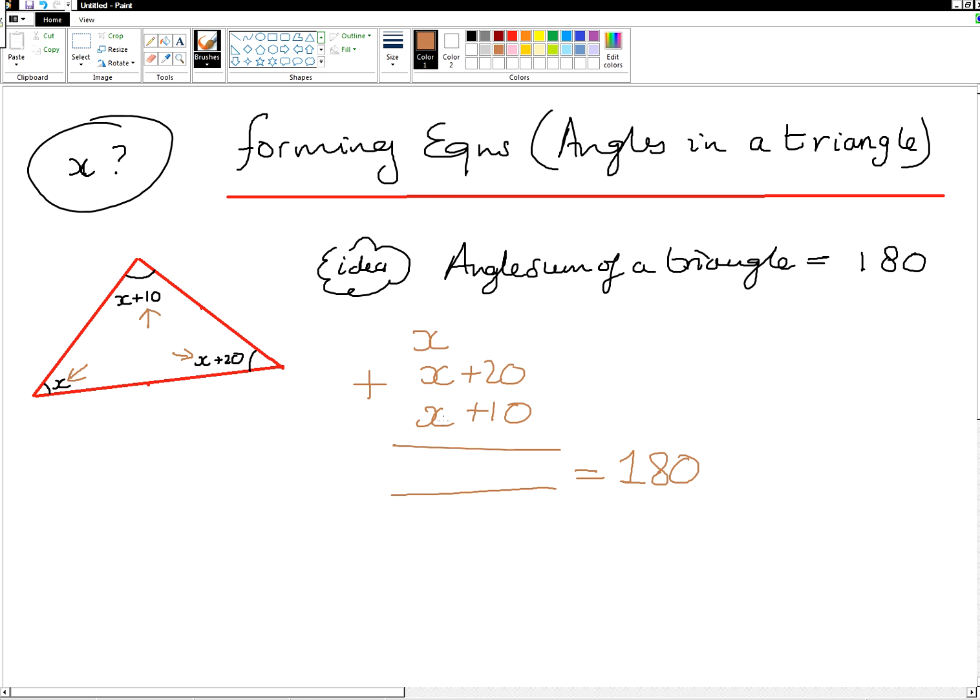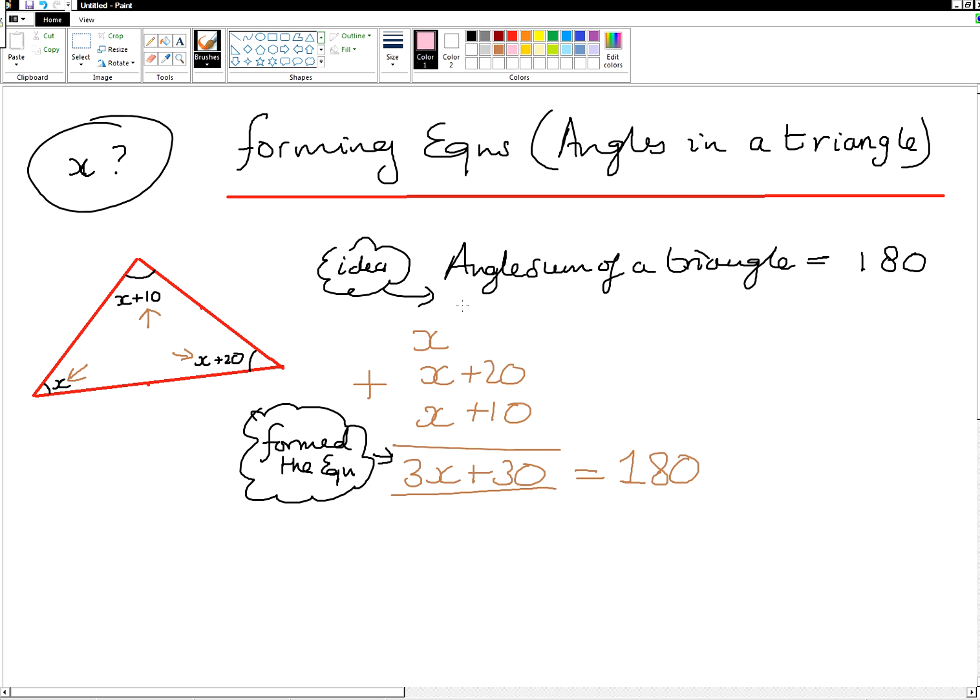So let's have a go, Halima. What's 20 add 10? 30. And what's x add x add x? So we've had the idea and we have formed the equation now. What do we do next? We solve the equation for x and then work out what the inside angles are.